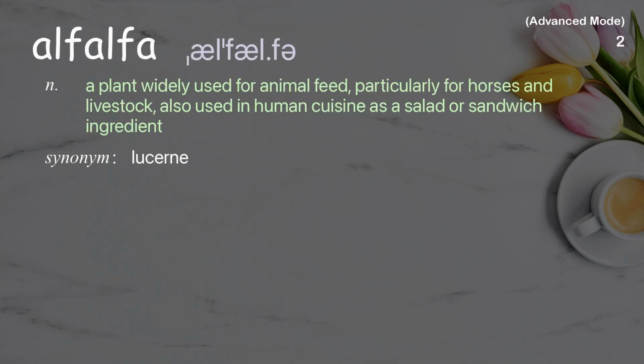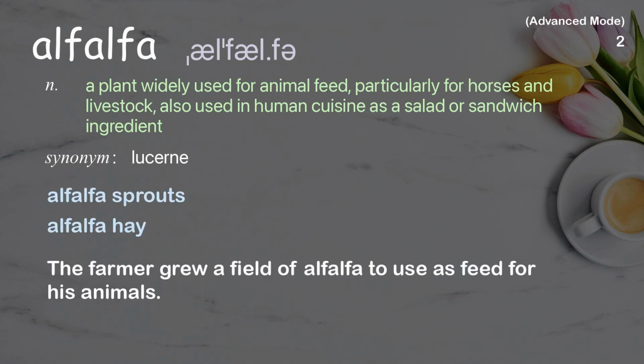Alfalfa. A plant widely used for animal feed, particularly for horses and livestock, also used in human cuisine as a salad or sandwich ingredient. Examples: Alfalfa sprouts. Alfalfa hay. The farmer grew a field of alfalfa to use as feed for his animals.